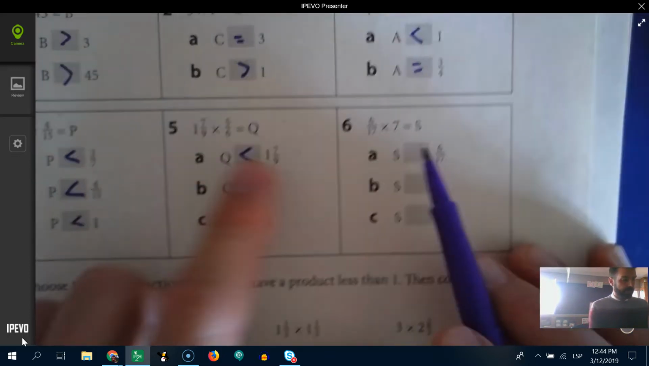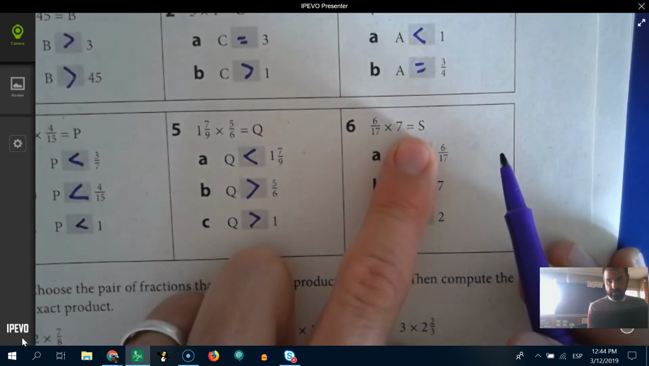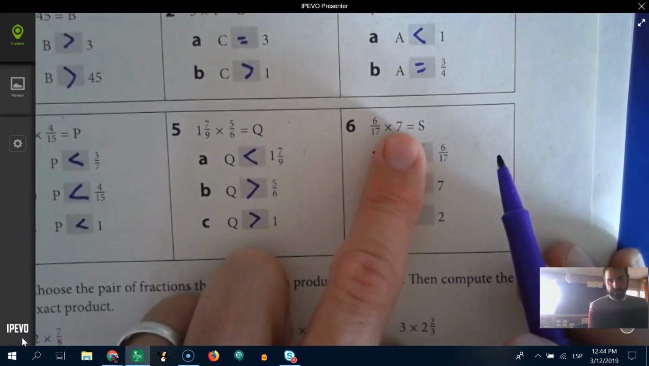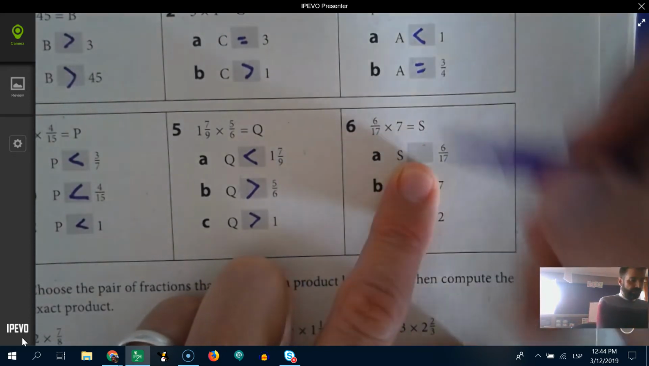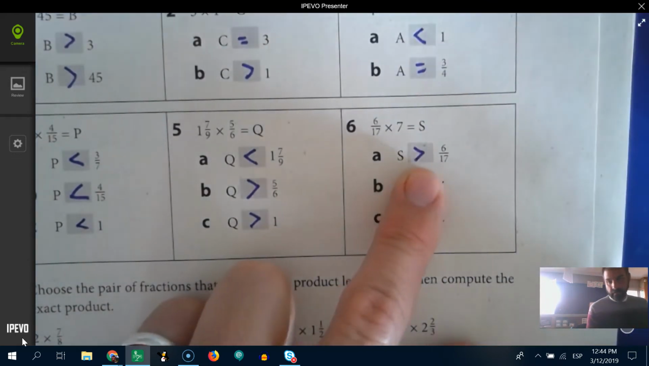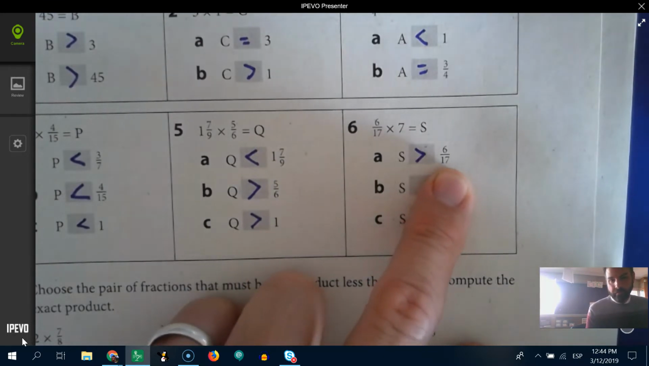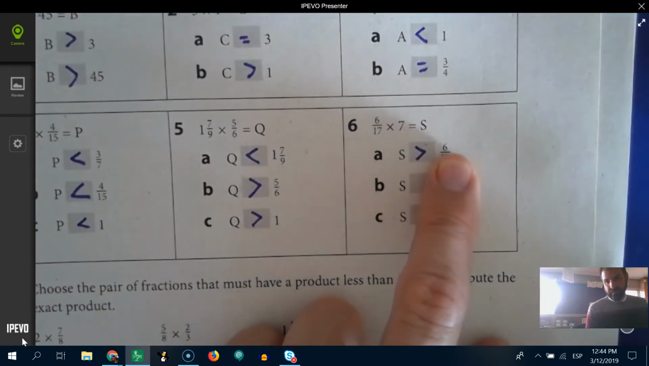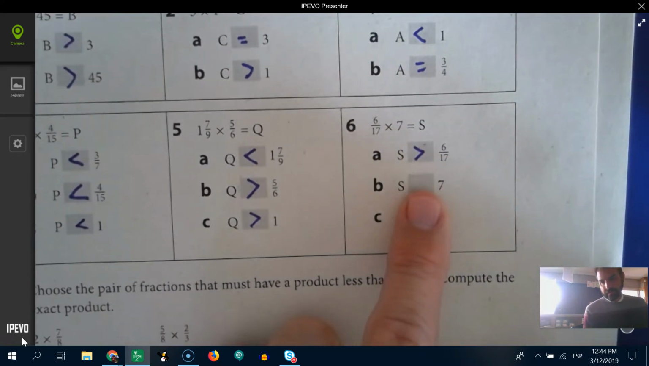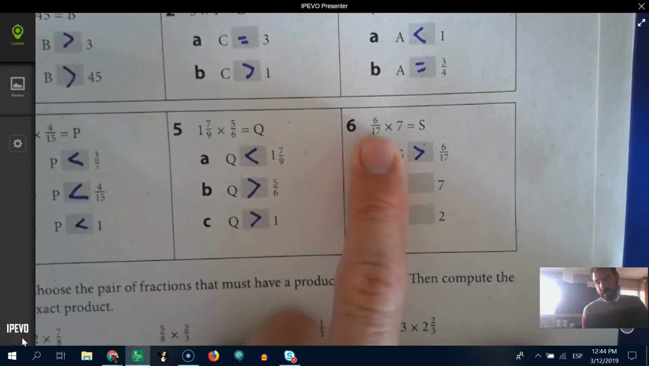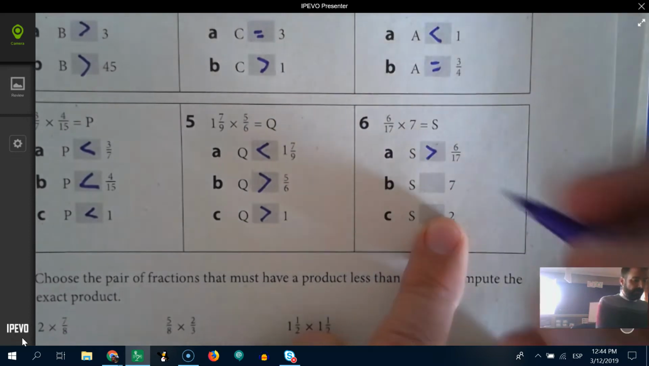All right, 6/17 times 7 is S. Same sort of thing. We have a whole number greater than 1 and a fraction less than 1. So our answer is going to be greater than our fraction, because we have 7 of the 6/17. It has to be more than 6/17. It's going to be less than 7, because this isn't 1 times 7; this is less than 1.